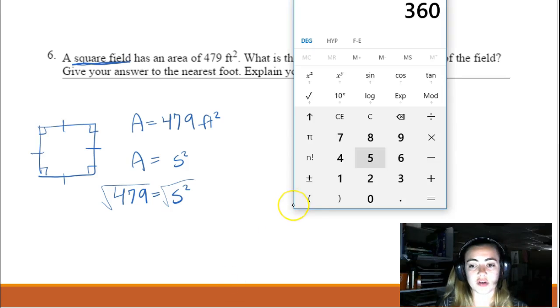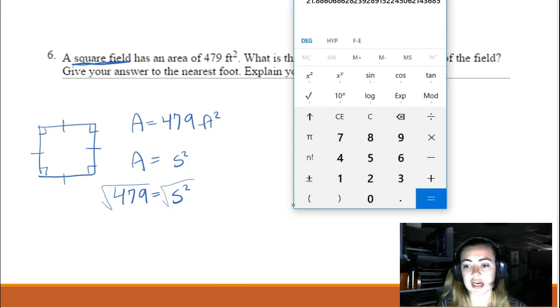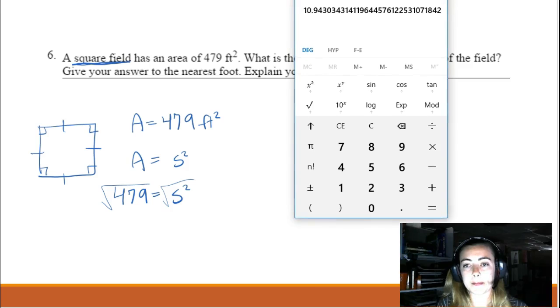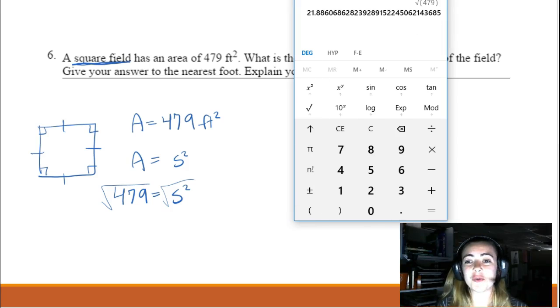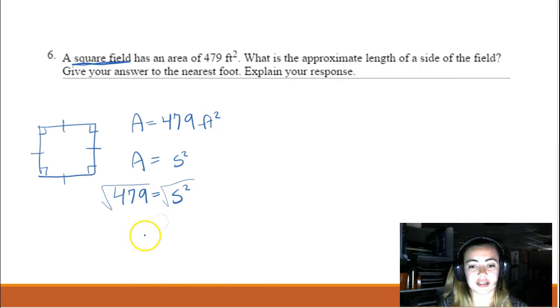Now what's the square root of 479? Alright, the square root of 479 is 21.886. So side is equal to about 21.886.